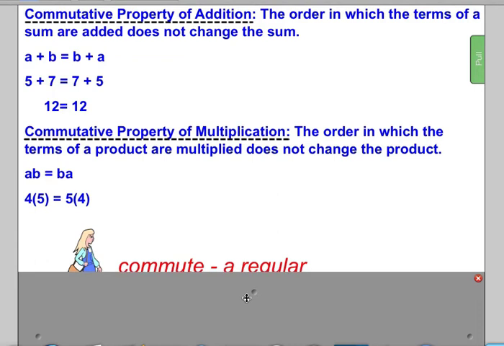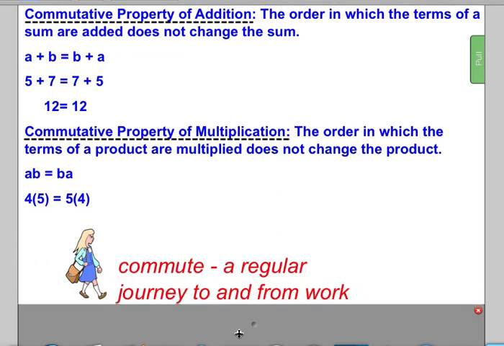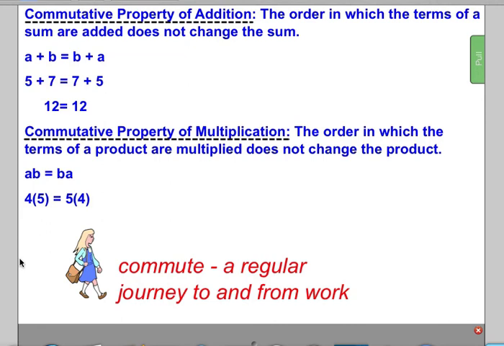So I like to think of the commutative property with the definition of commute. Commute is a regular journey to and from work. So a person can go to work and from work in different routes if there's traffic or if they take a scenic route, but they'll still end up getting to the same place. So thinking of commutative property, you can change the order of the numbers and variables for addition and multiplication, but you will still get the same answer.